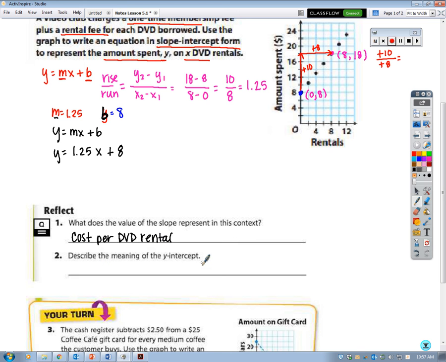And the y-intercept represents our amount spent for 0 rentals, or our membership fee, right? Because you've got a one-time membership fee. And this is a one-time cost, right? Or initial value.